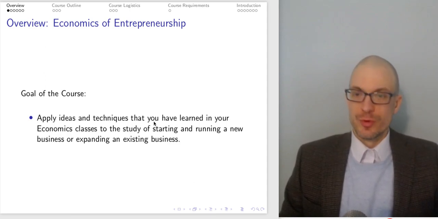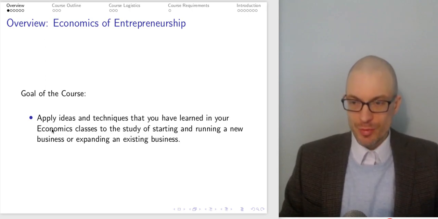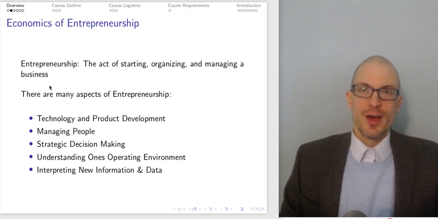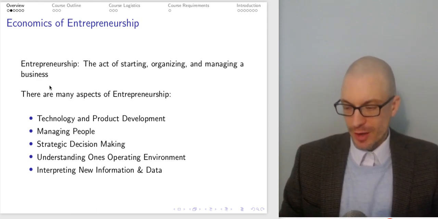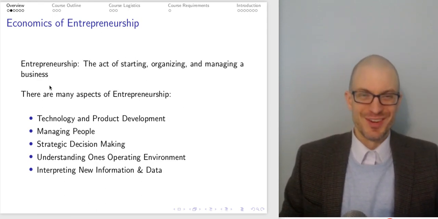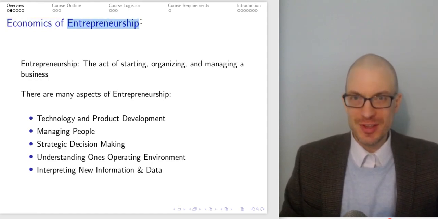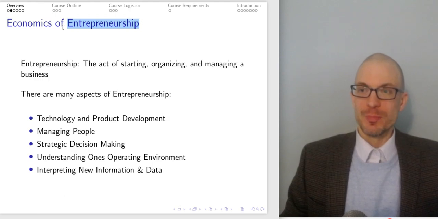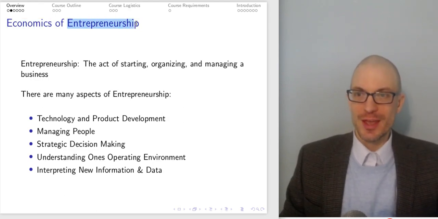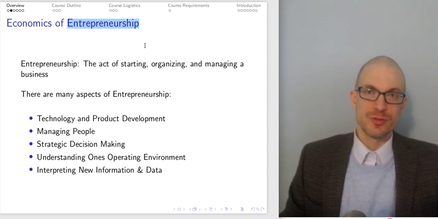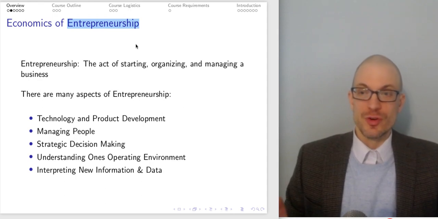So in particular, we're interested in applying what we have learned in previous economics classes to the study of starting and running a new business or expanding some existing business. In terms of entrepreneurship, at the very outset, I want to be clear about the fact that the title of the course, Economics of Entrepreneurship, must be much more heavily on the economics than on the entrepreneurship. The reality is this is an applied economics course, right? It's applied economics, and we are applying economics to the idea of entrepreneurship. So it is not an entrepreneurship course. It's very different than what you'd find in Ross School of Business. And those courses are interesting to take as well.